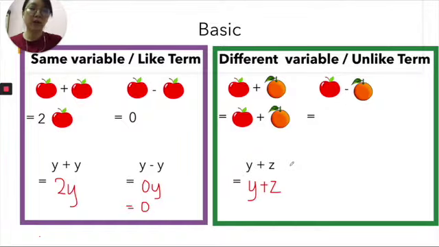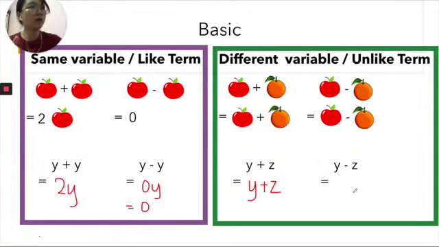When I have a look at this, I have 1 apple and I give my orange away. What will I get? The same thing, apple minus orange. Same as the variable, what if I get y minus z? Y is not z, they are different things. So y minus z still remain as y minus z.